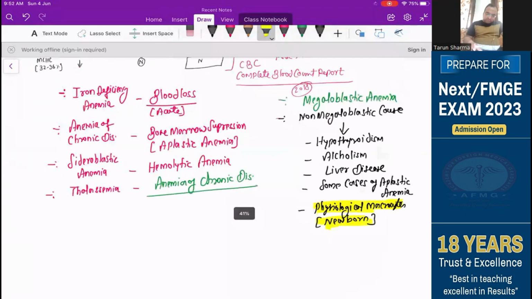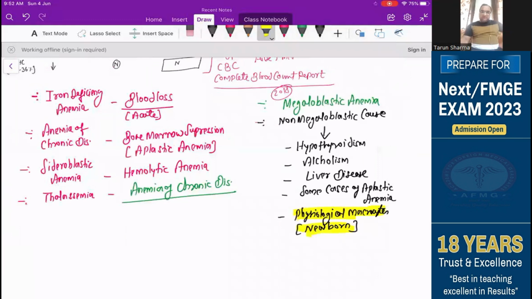So I think these are all the different types of anemia in the different categories. Now we'll see these categories one by one, their approach, and finally we'll make the diagnosis. Okay. So we'll start with the first category, that is the microcytic hypochromic anemia.